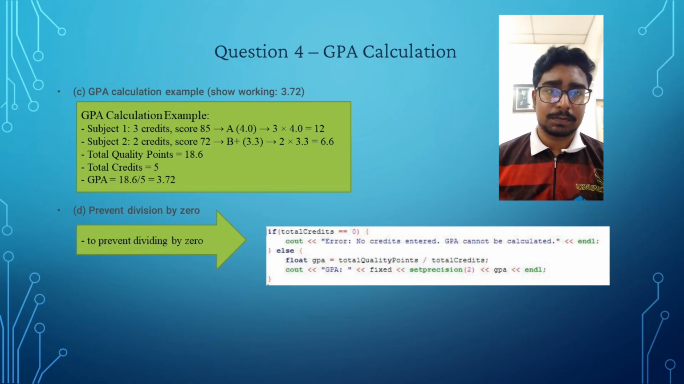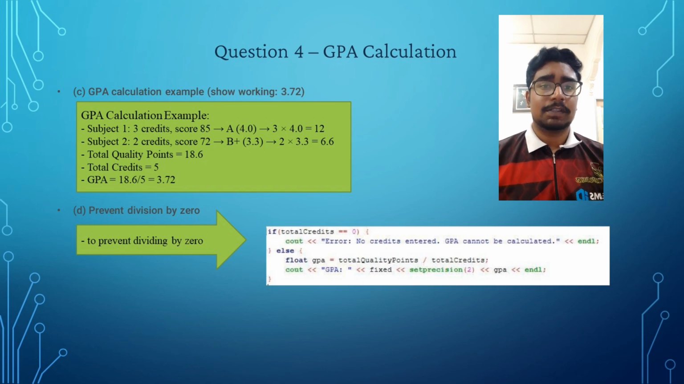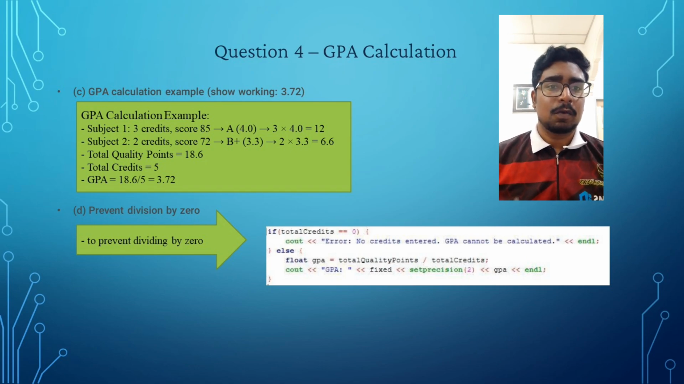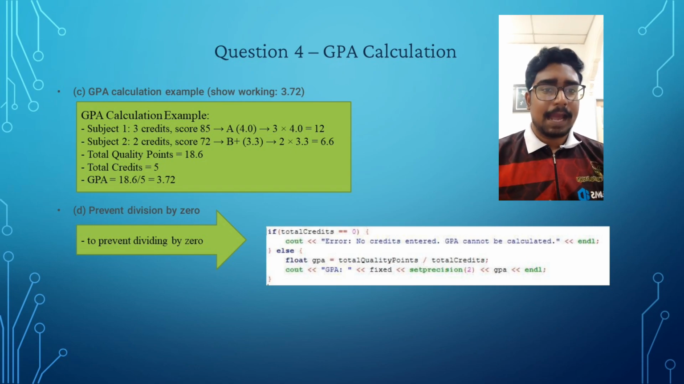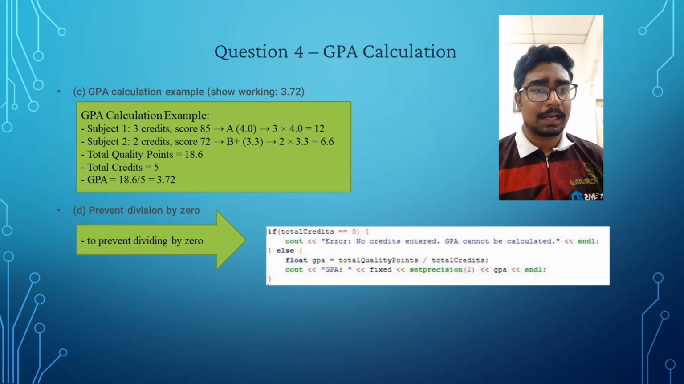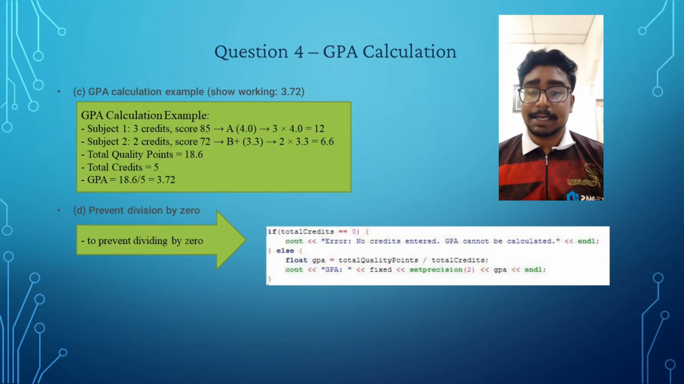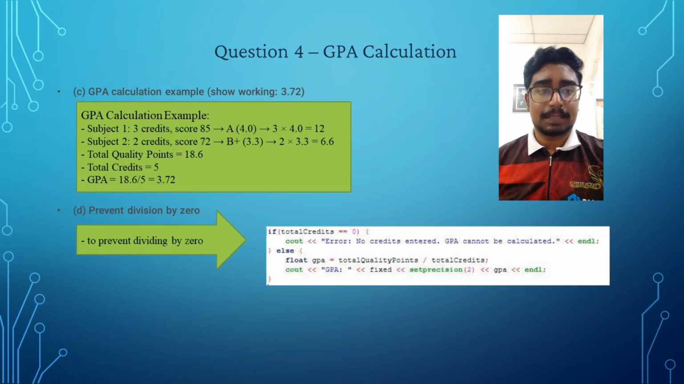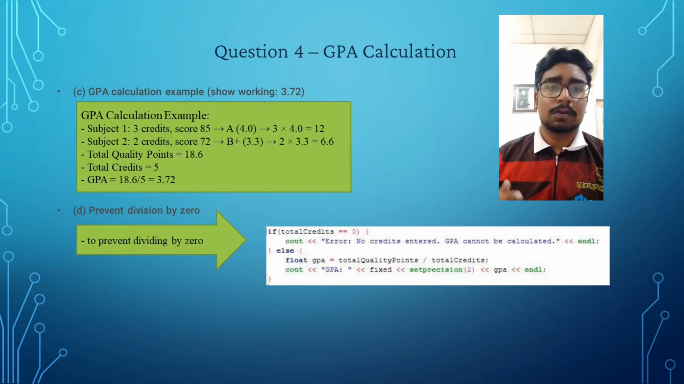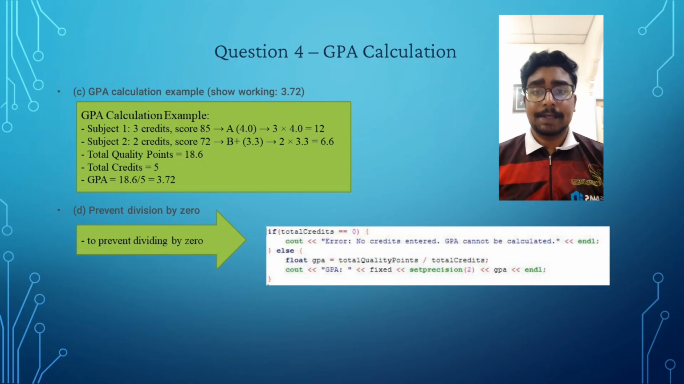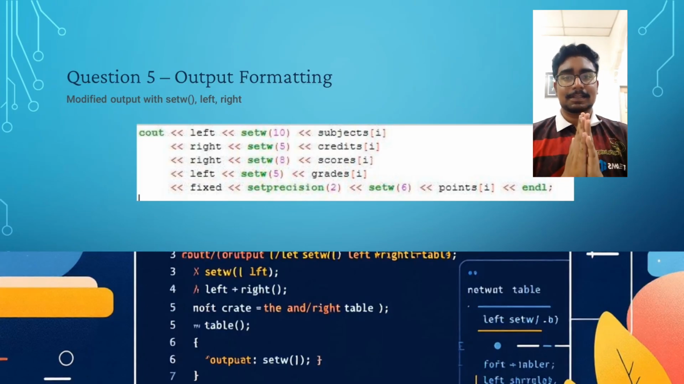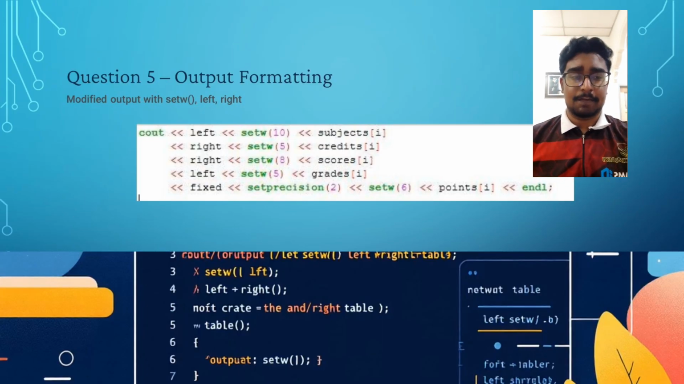Here is a little calculation of that, and we get a GPA of 3.72 following the formula that we normally use. Next, for question 4d, we are asked to add error checking to prevent division by 0 in the GPA calculation if the total credits are 0. This is done by adding an if-else to prevent dividing by 0. Next, let's go to question 5.